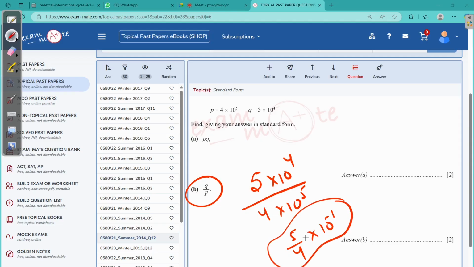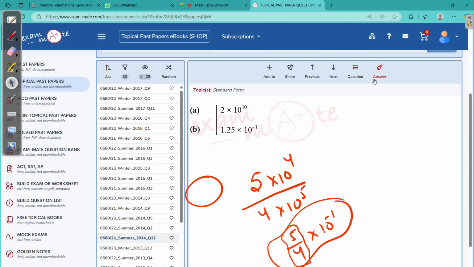Yeah, sure, why not? Do you know, in the standard form we do not write in this way, in fractional way? No. That's the format. You have to write in decimal form. Fractional form is not allowed in the standard form. Is it okay? So 5 over 4 is 1.25. So 1.25 into 10 to the minus 1. Is it okay? Okay.